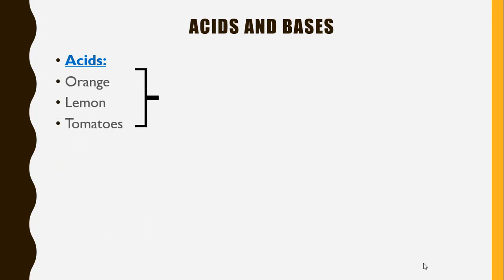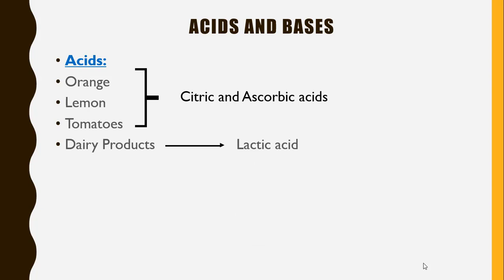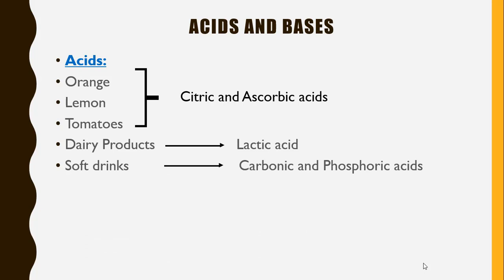Orange, lemon, and tomatoes contain citric and ascorbic acids. Dairy products like yogurt, cheese, and milk contain lactic acid. Soft drinks contain carbonic and phosphoric acids.